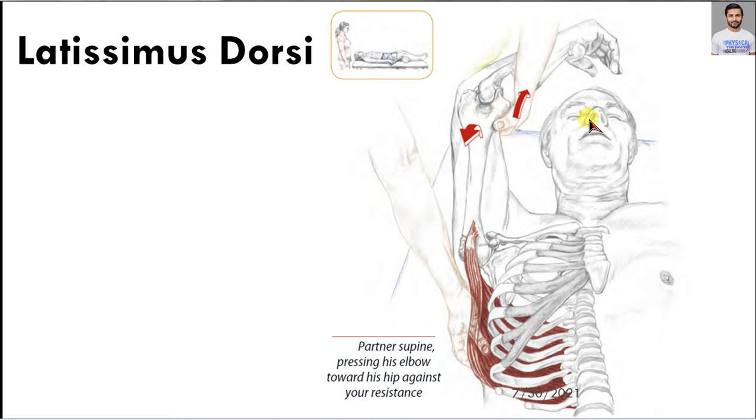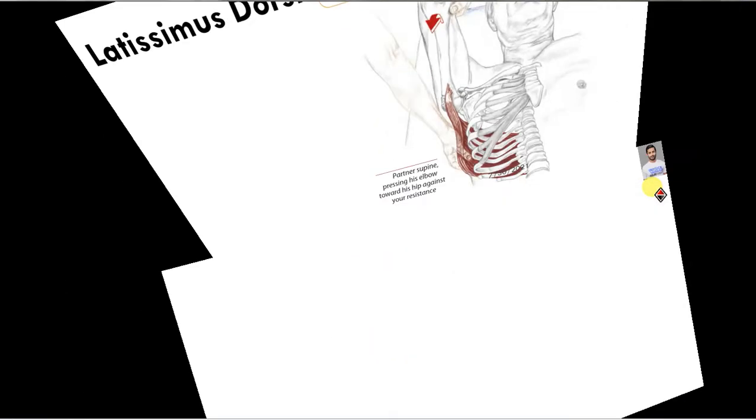This is another position in which you can ask your patient to perform shoulder extension from a fully flexed position, and on the lateral border of the scapula, just inferior to the lateral border of the scapula, you can find the contracting latissimus dorsi muscle.